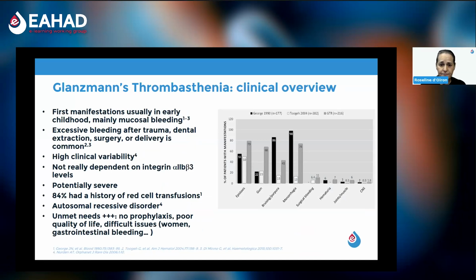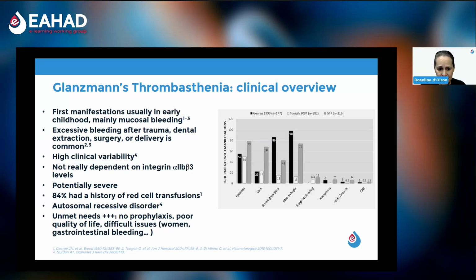Looking at the clinical findings now, the first manifestations usually occur very early during childhood and are mainly mucosal bleeding. Then you can have some excessive bleeding after trauma, dental extraction, surgeries, or deliveries. And you also have a very high clinical variability, even among the different people from the same family. They are not really dependent on the level of the integrin.